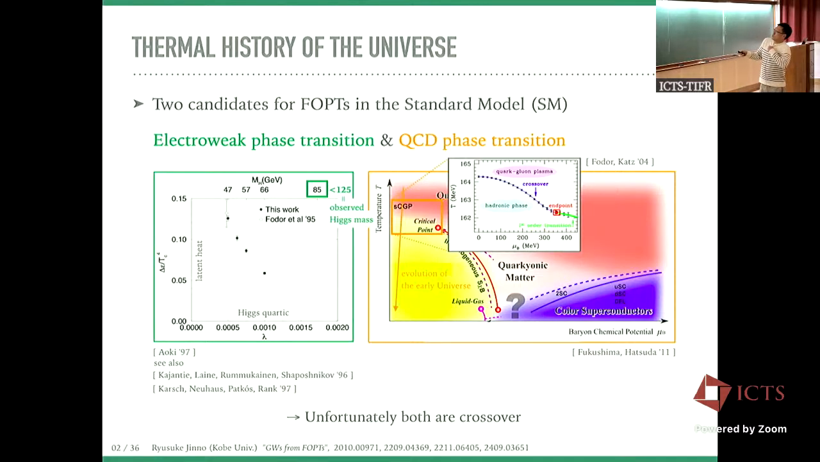Also, this plot is for the QCD phase transition. The horizontal axis is the baryon chemical potential, and the vertical axis is the temperature. If you consider the realistic time evolution of the universe, it's like this arrow. If this arrow crosses this red line, then a first order phase transition occurs. But unfortunately, there's an ending point here, at roughly a baryon chemical potential around 300 MeV. So if you consider the realistic evolution of our universe, then there's no first order phase transition.